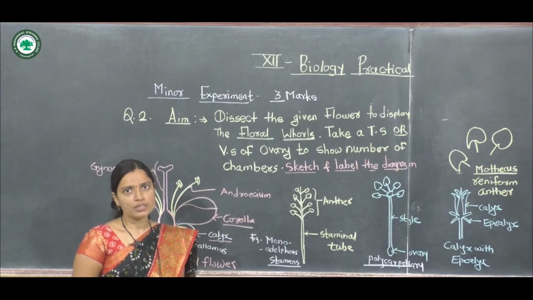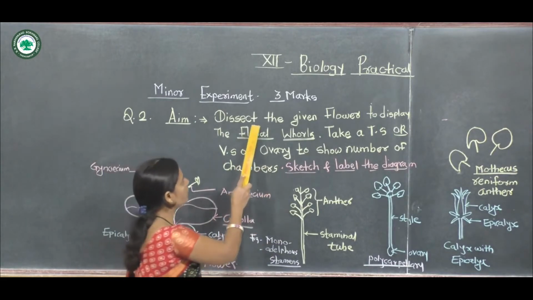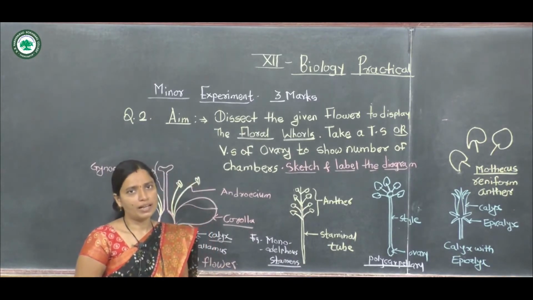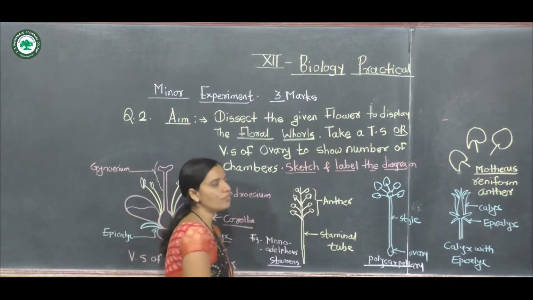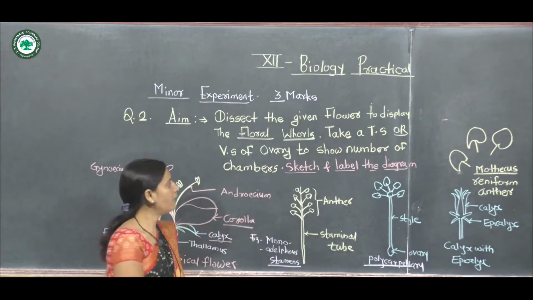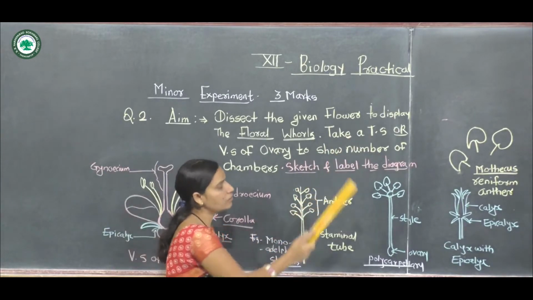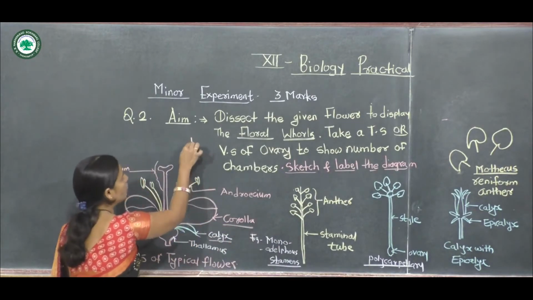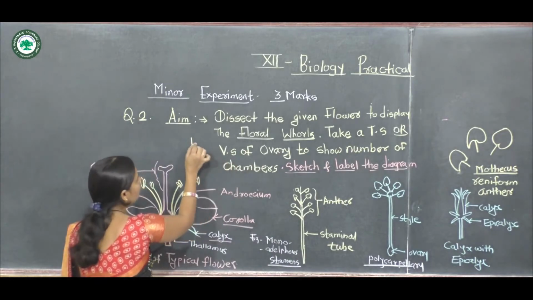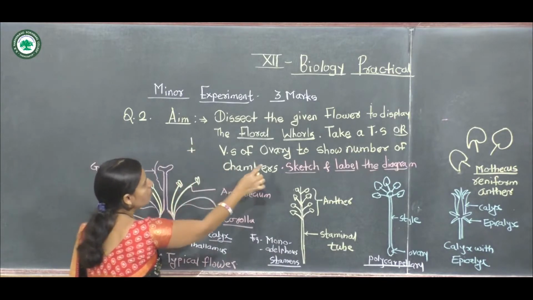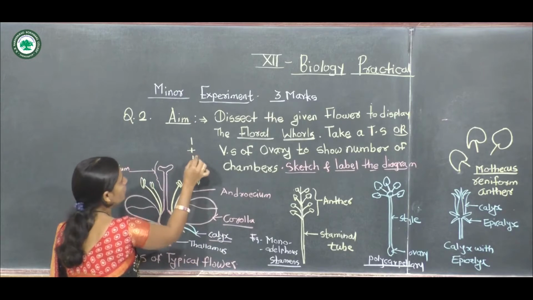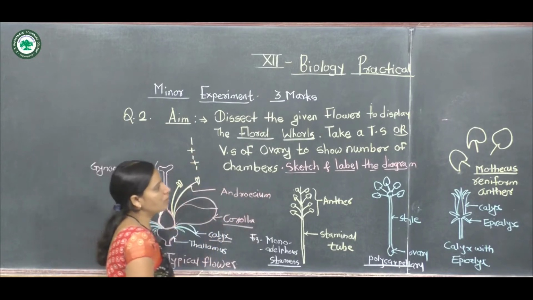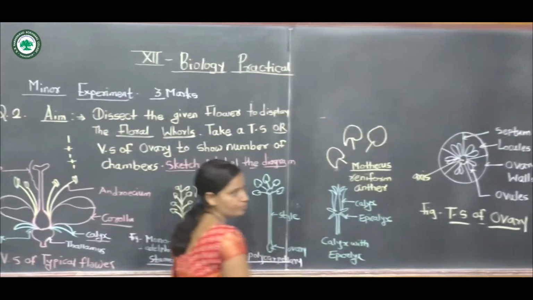The distribution of these 3 marks: 1 mark for dissecting the given flower, 1 mark for taking a section of the ovary, and 1 mark for drawing or sketching and labelling the diagram of the ovary.